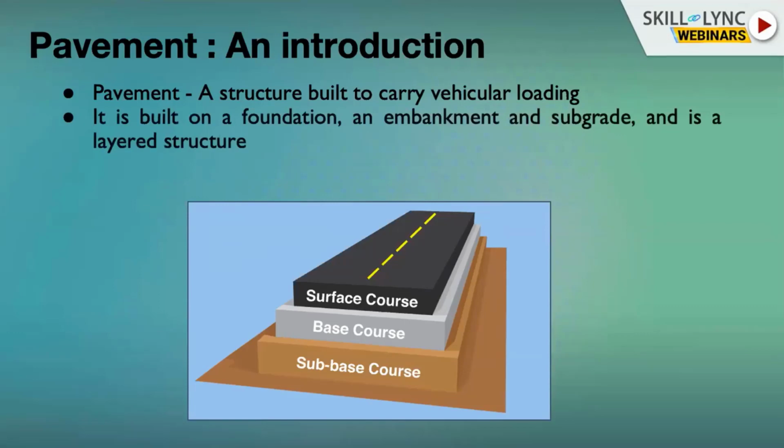So similarly, the pavement also has a foundation. And mind you, the pavement is a layered structure. We have different layers in the pavement, and specifically they are called surface course, base course, and sub-base course. Of course, this varies from type to type of pavement. And there are different types of pavement. I will not be discussing all the types of pavements, but the basic or major types of pavements we use in India are flexible pavements and rigid pavements.